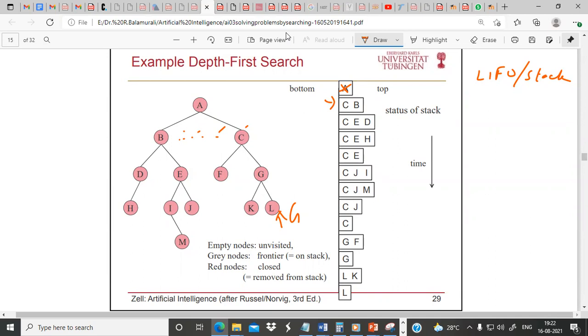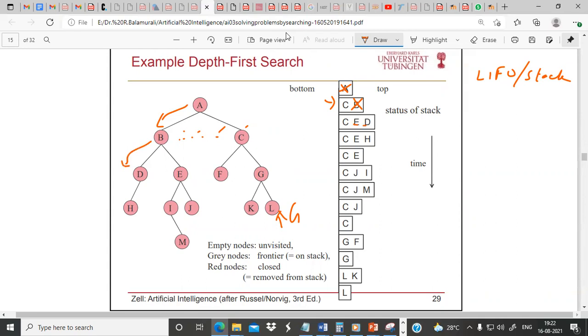Now what's the top of the stack? B. So we check whether B is the goal state or not. Okay, so we are coming this way. B is not the goal state, then remove B from the stack and expand B. When you expand B, you get E and D. Again, we push in this order. First push E and then push D.